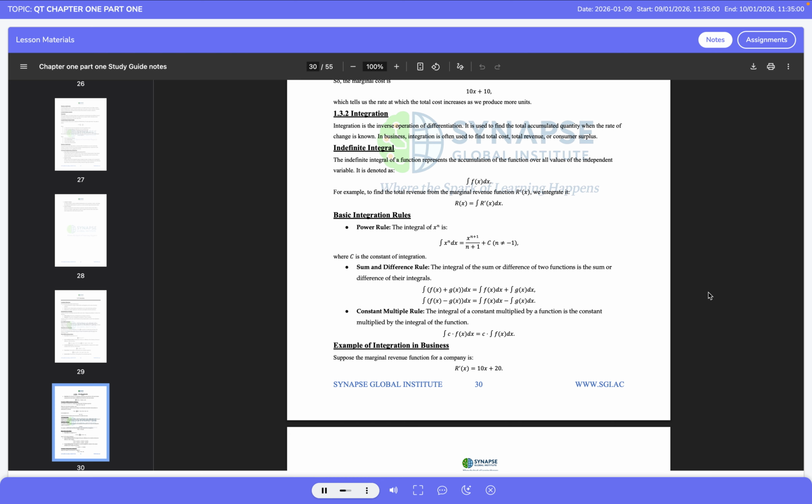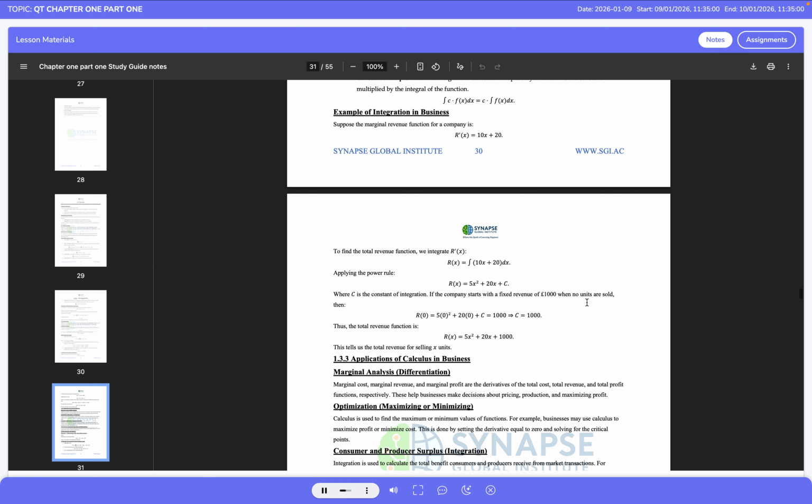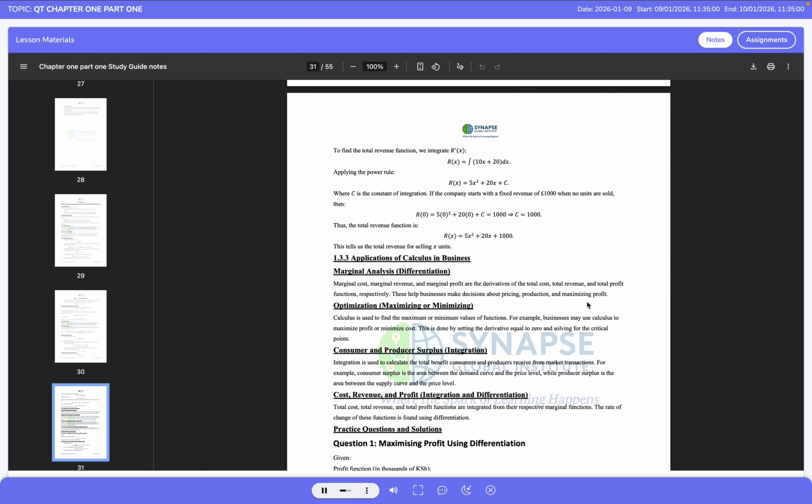As an example, suppose the marginal revenue function of a company is 10x plus 20. To find the total revenue function, we integrate this expression. The result is 5x squared plus 20x plus a constant. If the company has fixed revenue of £1,000 when no units are sold, substituting x equals 0 gives the constant as 1000. The total revenue function, therefore, becomes 5x squared plus 20x plus 1000. This function gives the total revenue earned from selling x units.